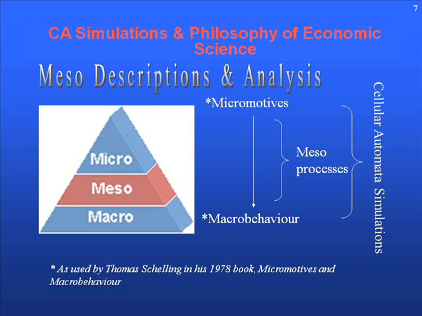Thomas Schelling is one economist who has advanced this idea of a meso-bridge through his segregation model, though he did not explicitly call it a cellular automata.